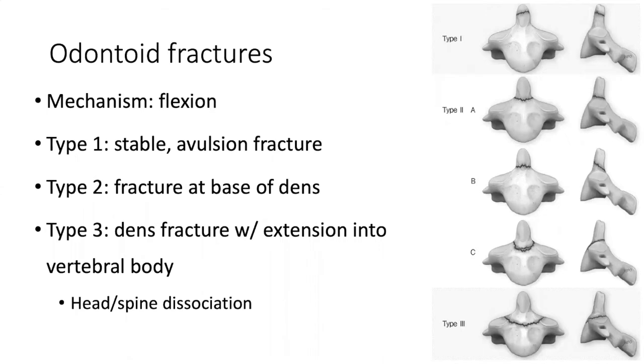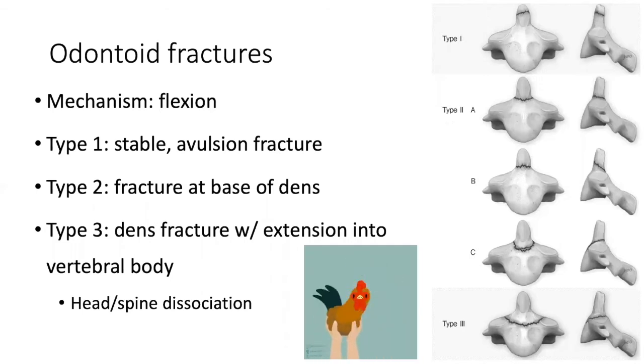And then we have type 3, which is a dens fracture with extension into the vertebral body. This is very unstable because C1 and the skull will move as a single unit. So you have head-spine dissociation, essentially. This one is quite severe. This one leads to quadriplegia most of the time.